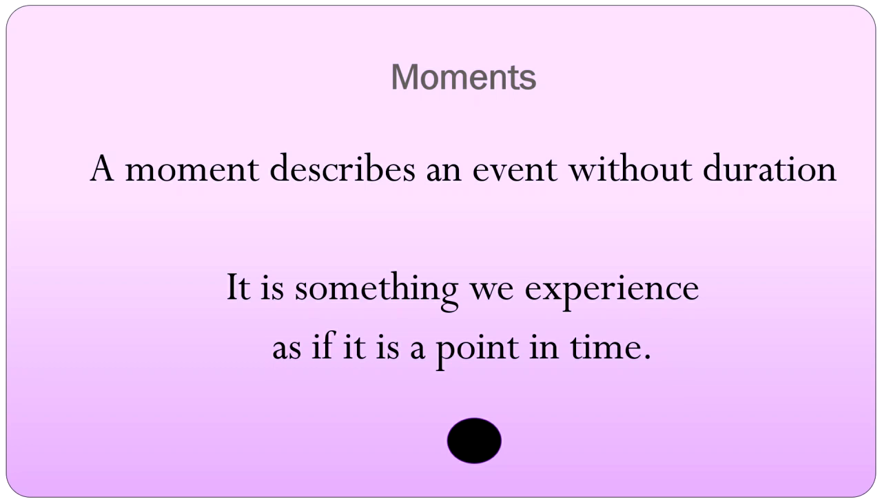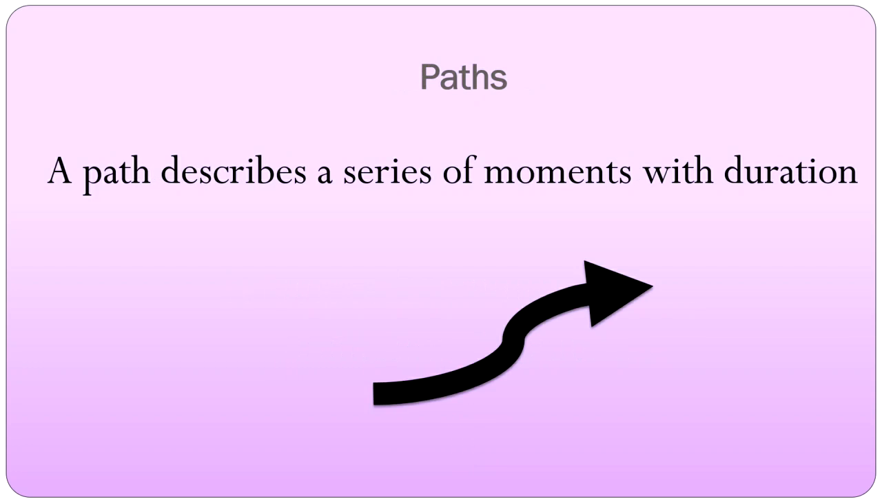Okay, so what's a moment? A moment describes an event without duration, right? It is something we experience as if it is a point in time. Paths describe a series of moments with duration. Okay, so if it's a path, there is an elapsing of time. So where you start and where you end, whether or not it's in the same location or the same behavior, it will be at different times.